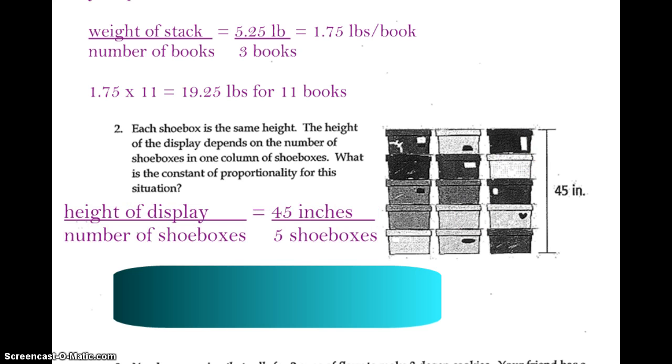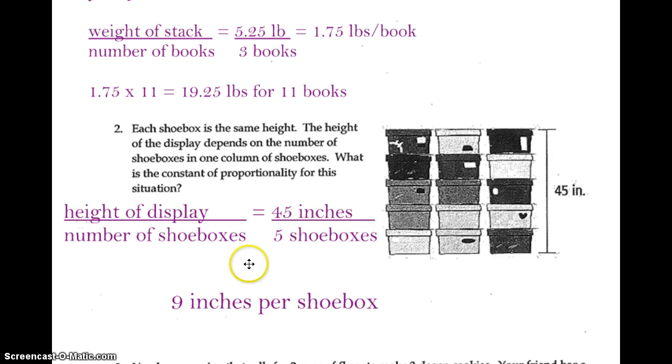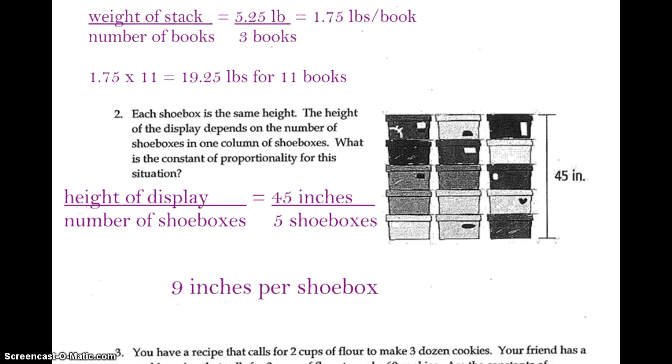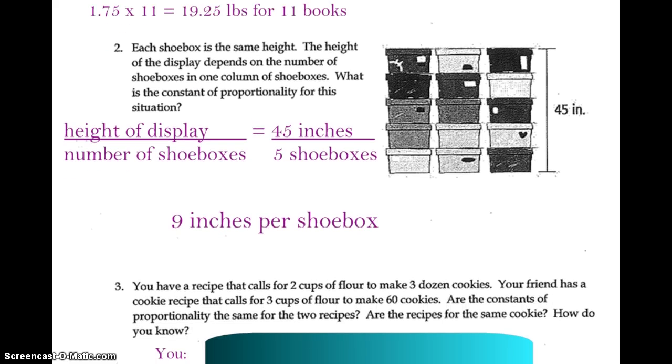We know that we have to put our dependent variable over the independent variable. The height of the display depends on how many shoeboxes there are. So depending on how many boxes you place, that will determine the height, which means we're going to take 45 inches divided by 5, our dependent divided by our independent variable. 45 divided by 5 gives us 9 inches per shoebox. That's our constant of proportionality and our unit rate.